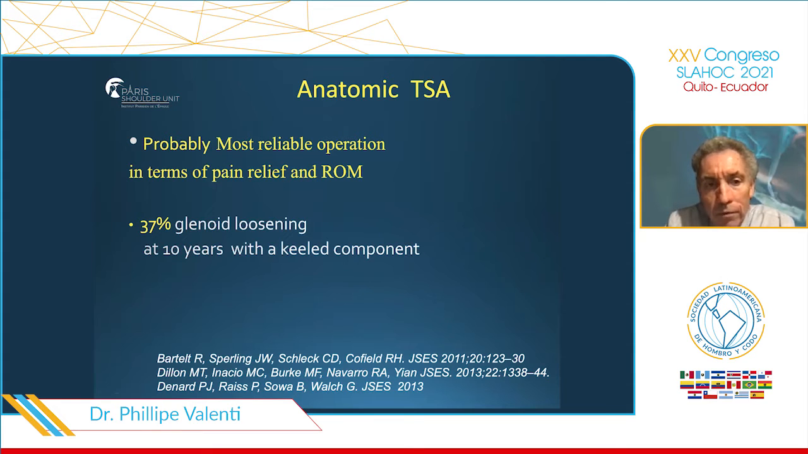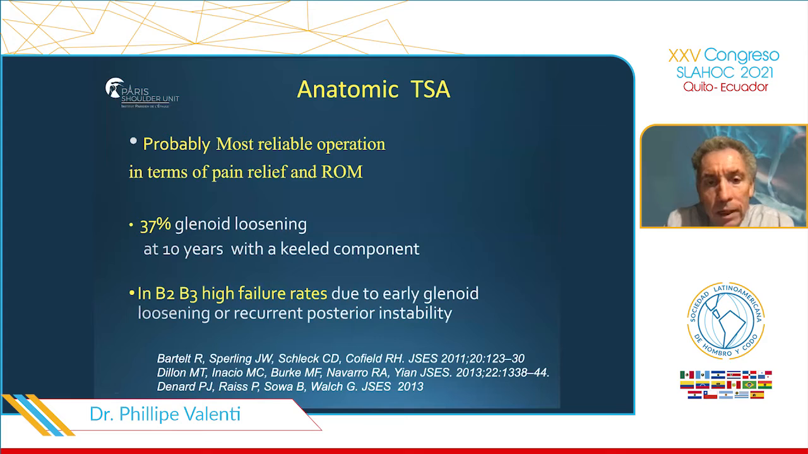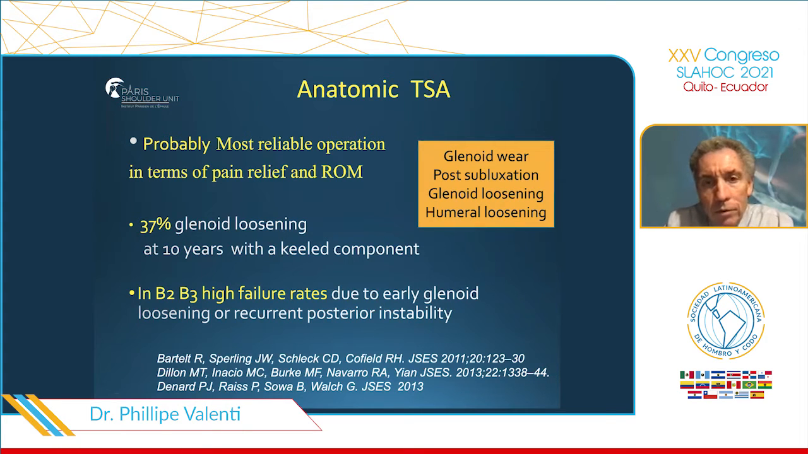So we have 37% of glenoid loosening at 10 years. And in B2 or B3, you have high failure rates with early glenoid loosening, sometimes after 2 or 3 years. And more important, you have a recurrent posterior subluxation of the humeral head with a risk of glenoid loosening. So if you use anatomic total shoulder arthroplasty in B2 and B3, you have a risk of glenoid loosening, posterior subluxation, humeral loosening, and polyethylene wear.